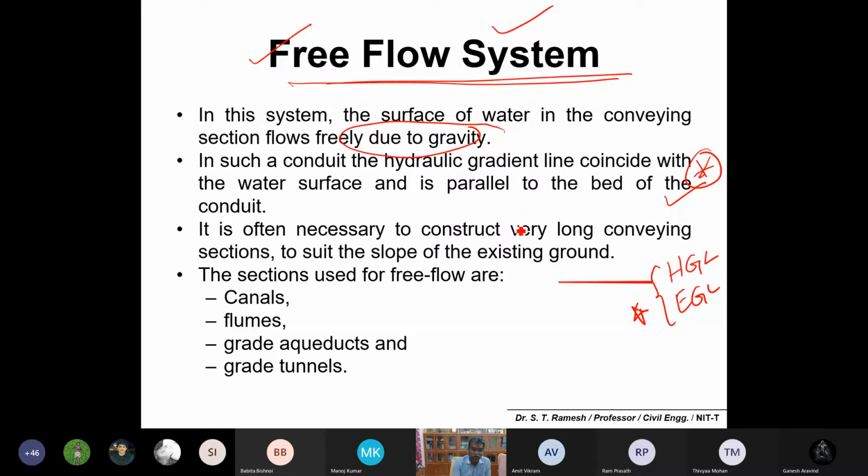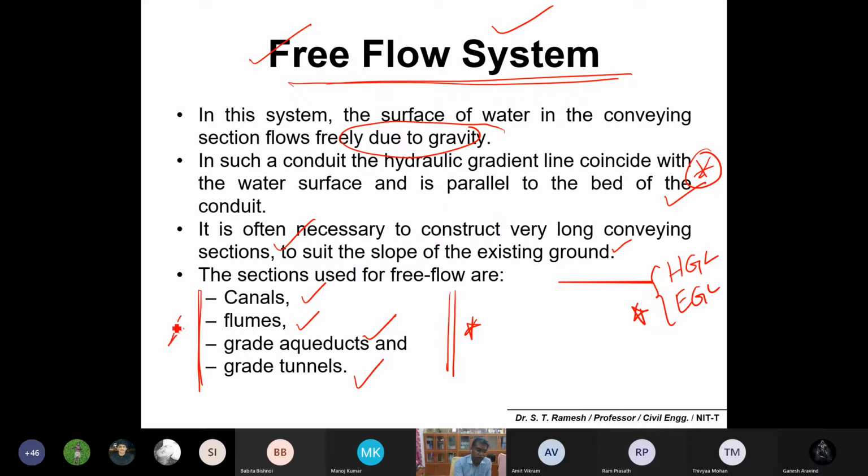And it is often necessary to construct very long conveying sections to suit the slope of the existing ground as well. The sections normally used for free flow operations are canals. You would have seen water carrying canals in nearby mountainous regions or near a dam. You would have come across canal sections for the free flow of water. And there could be possibilities through a flume, aqueducts and tunnels.